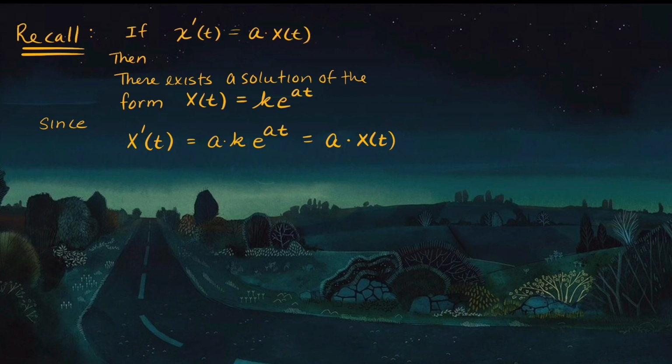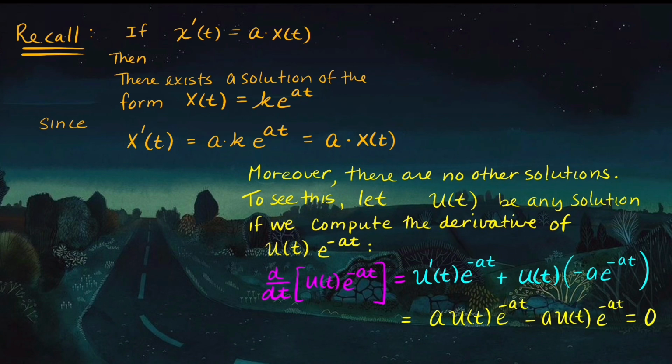Recall that if we have a first order differential equation, x' = ax, there exists a solution x equal to k times e raised to the at power. And if you differentiate that, we can show that x' is in fact equal to a times x. Now, we're going to make the claim that there are no other solutions, and we will show this by assuming that u of t is any solution, and we're going to compute the derivative of u of t times e to the negative at power. The reason behind why we're doing this will become evident in a moment.